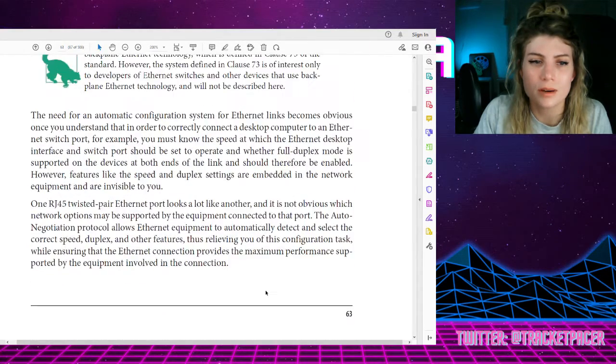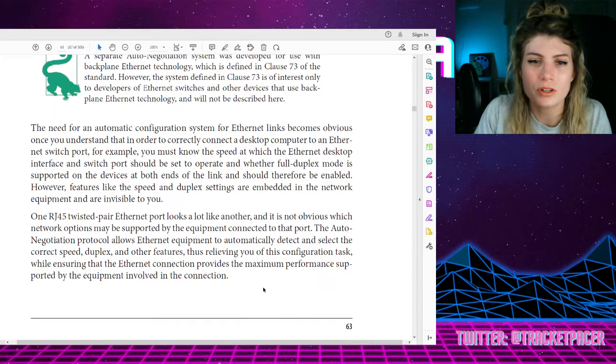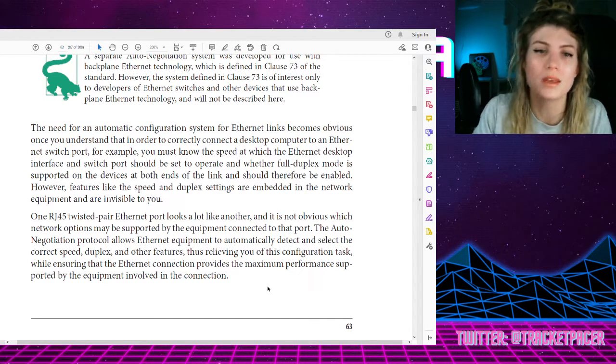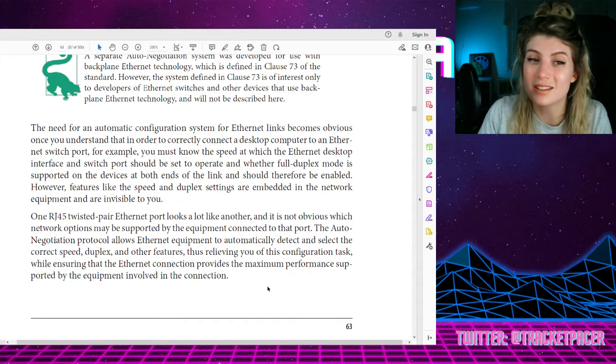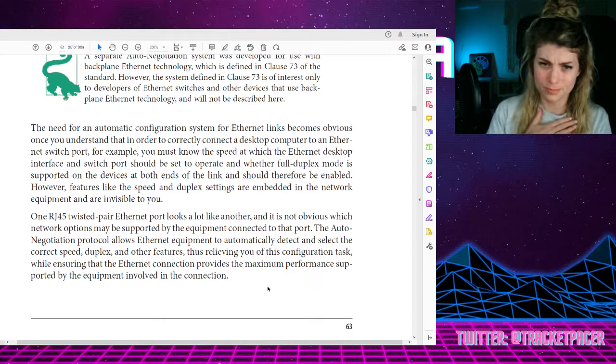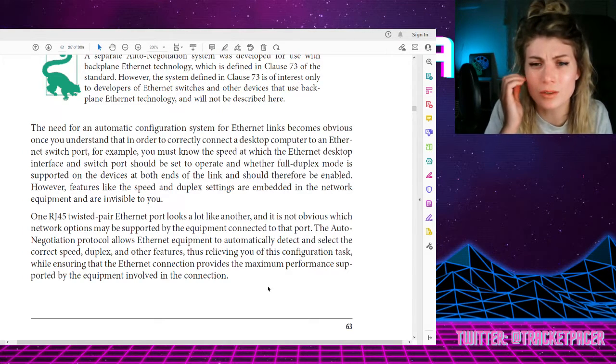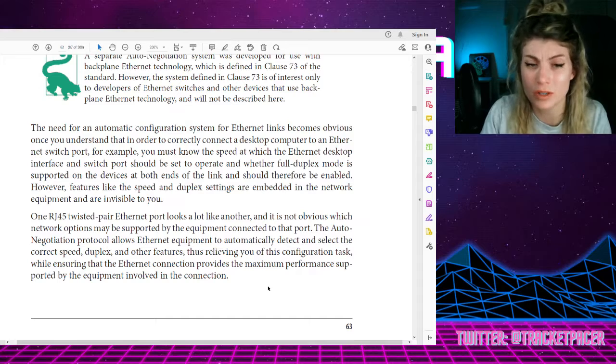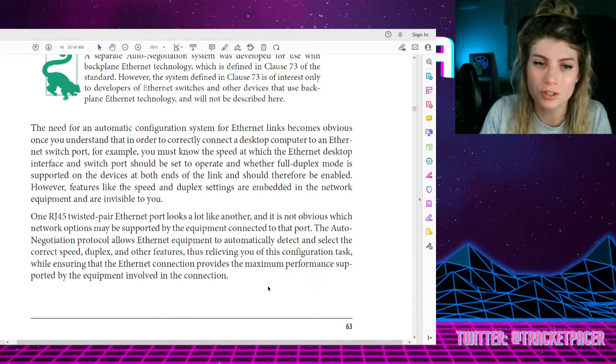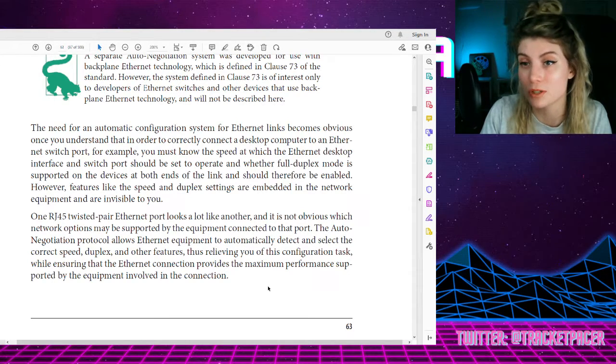Yeah, whatever. Okay. The need for an automatic configuration system for Ethernet links becomes obvious once you understand that in order to correctly connect a desktop computer to an Ethernet switch port, for example, you must know the speed at which the Ethernet desktop interface and switch port should be set to operate, and whether full duplex mode is supported on the devices at both ends of the link, and it should therefore be enabled. However, features like the speed and duplex settings are embedded in the network equipment and they're invisible to you.